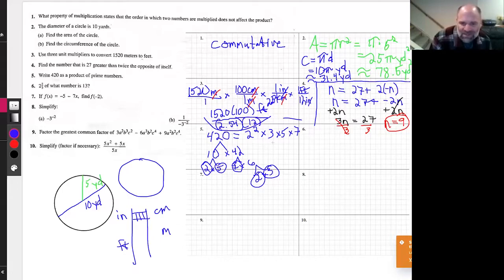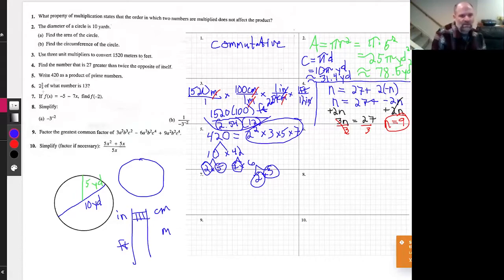All right, make sure you check your work too. So let's see, this is 2 squared is 4, 5 is 20 times 21, 420. Okay, works. So make sure all these numbers are prime and it multiplies to get 420. If that happens, then there's no way you can get this wrong.